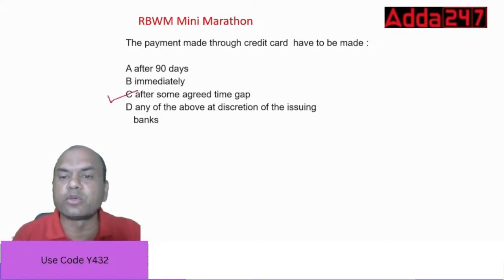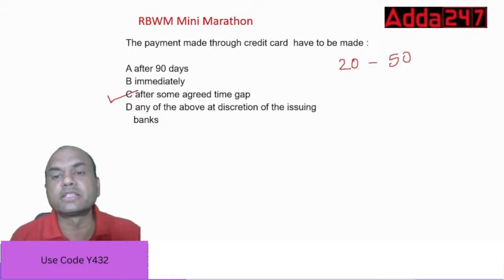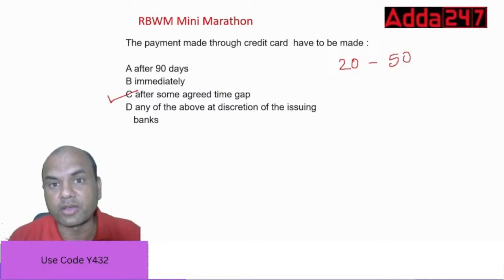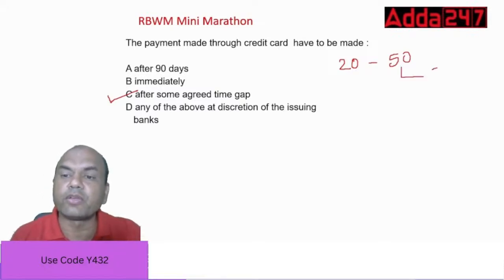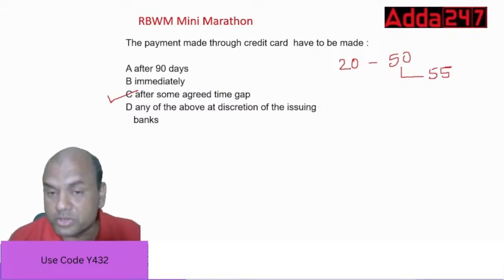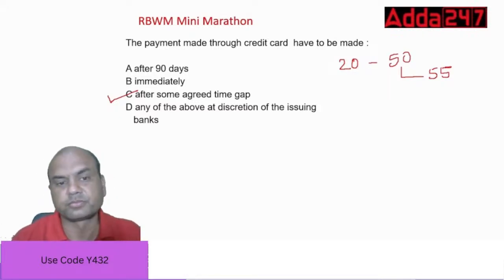Generally it is, I'll tell you, 20 to 50 days. This much gap you get. Minimum is 20, maximum is 50. Some banks give 55 also. That is also okay. 20 to 55 you can take it. But as per your books, it is 50. Okay. It is 50. Move on.